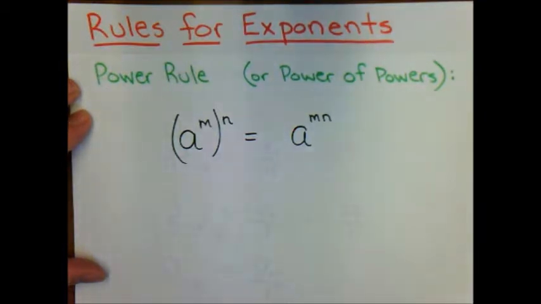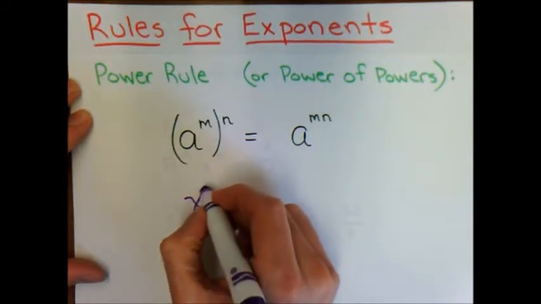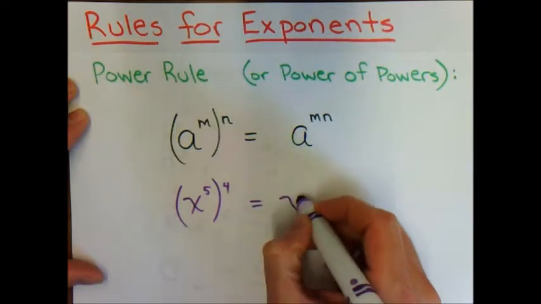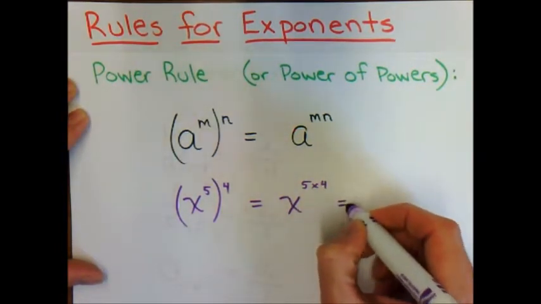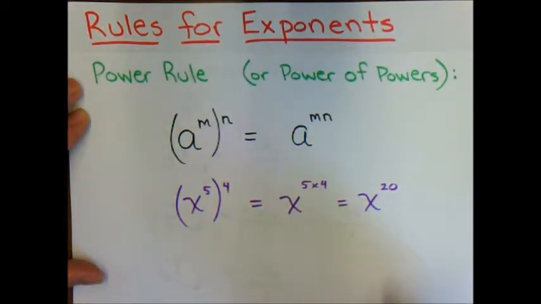Okay. An example here using numbers, we have x to the power of 5, and we want to raise that to the power of 4. We simply have x to the power of 5 times 4, which is x to the power of 20.